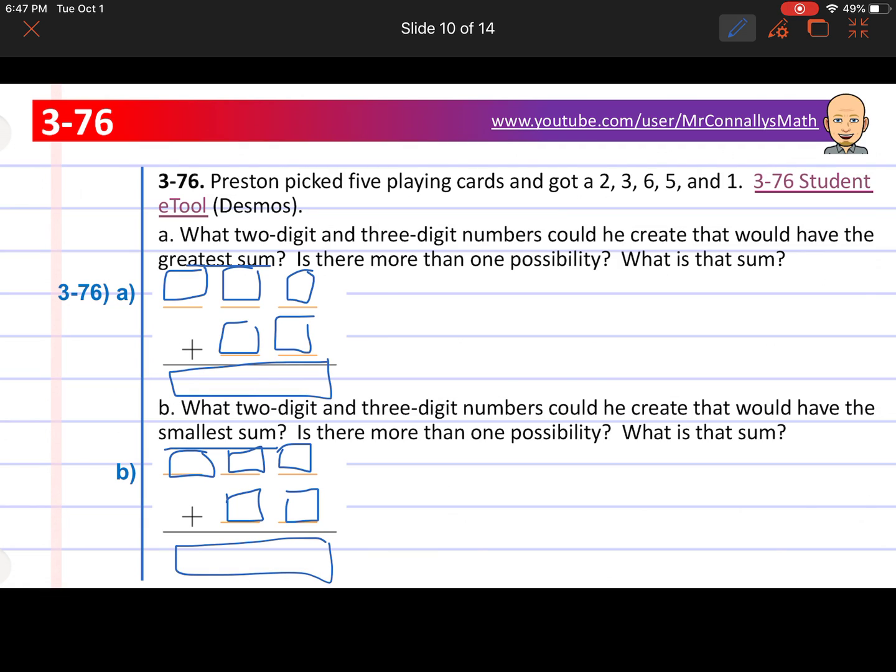Add those together and rearrange them so you can only use 2, 3, 6, 5, and 1. Okay, come up with a strategy, see how to make the smallest sum and see how to make the greatest sum, the biggest answer. Alright, pause and take a try at that one.